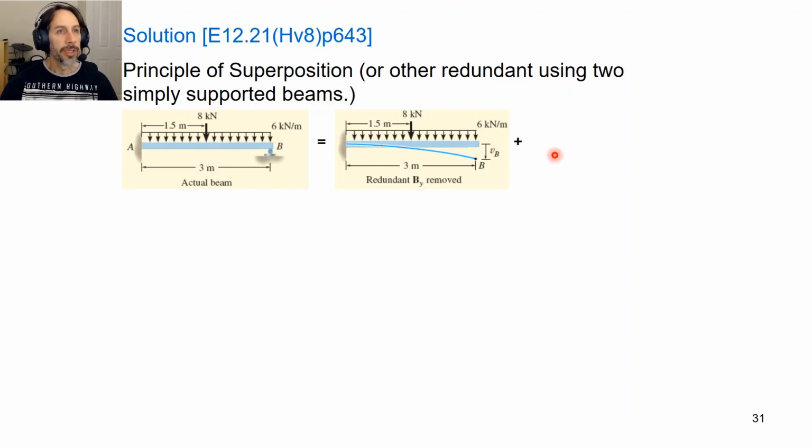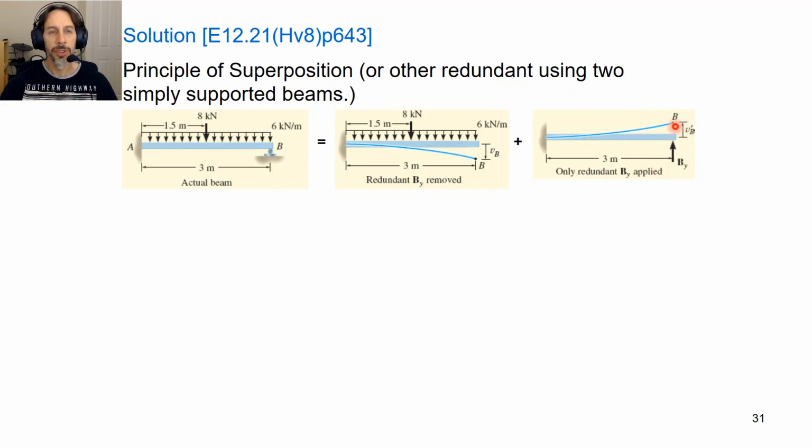The next part of the solution is to replace our redundant support here with the unknown reaction force. So we just put in here By. These loadings are going to tend to bend the beam downwards. This support provides a force to push it back up. If we just looked at this on its own, it's pushing the beam up, but of course we know from compatibility that this deflection downwards plus this deflection upwards must be equal to 0.